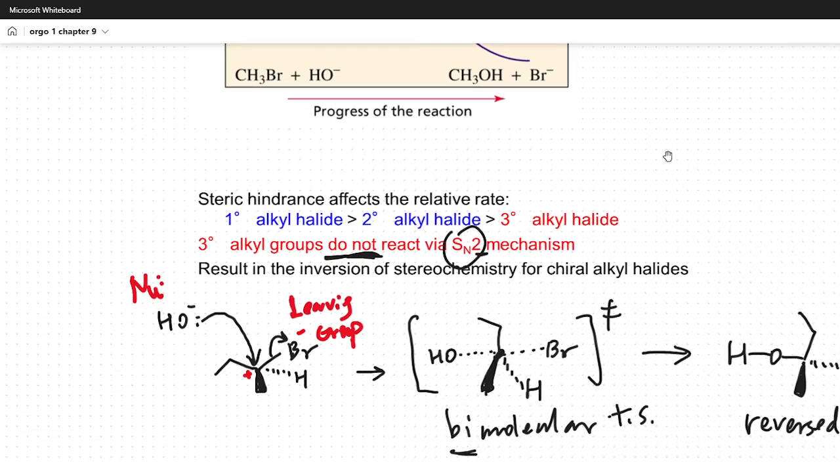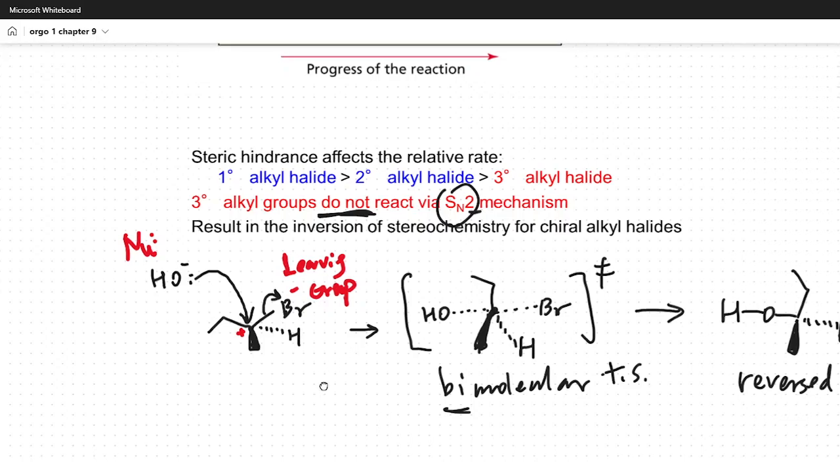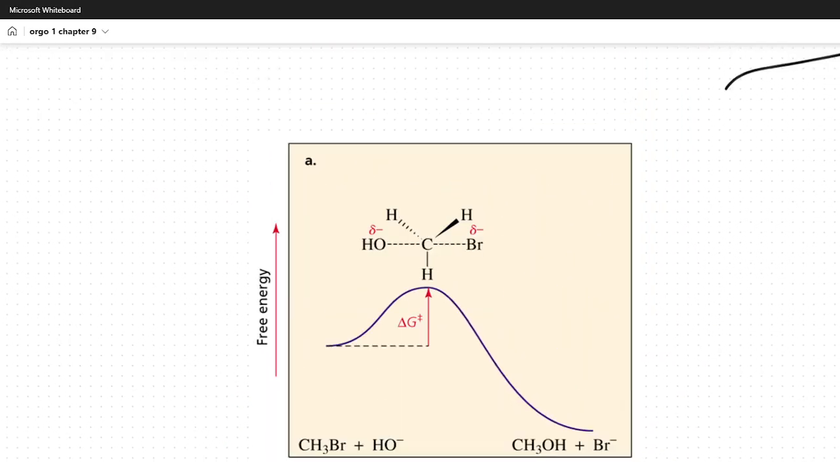It's very important to remember the fact that a tertiary alkyl halide does not undergo SN2, and if there is a chiral center, the stereochemistry will be reversed. Let's take a look at a few examples of this kind of reaction.